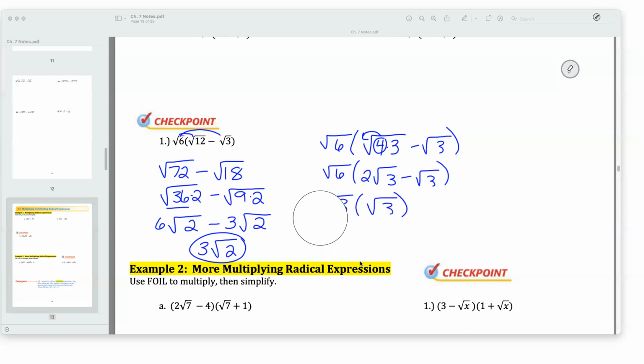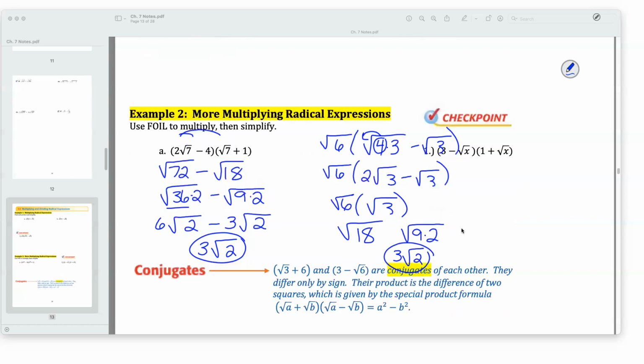Oops, that should be a square root of 6 in the front. So once we get that, then we can multiply square root of 6 times the square root of 3. Well, that's the square root of 18. We could rewrite the square root of 18 as 9 times 2, and we'll end up with the same exact answer. I actually don't know which one requires more work. Actually, probably the second one. So up to you how you want to do it.